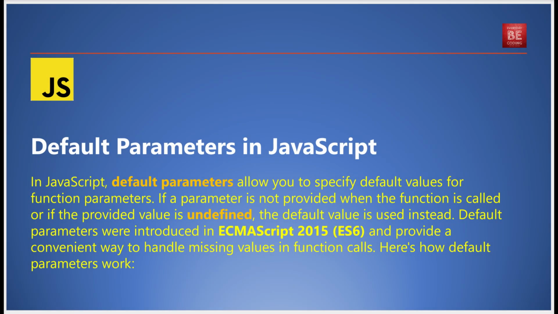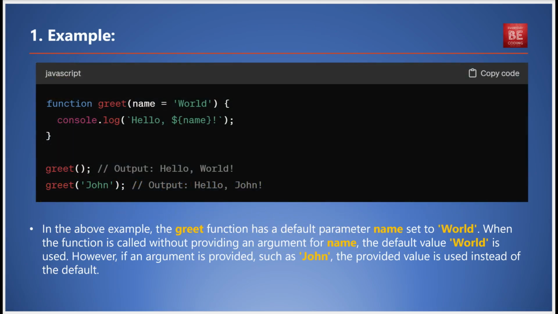Ever wondered how JavaScript allows you to specify default values for function parameters? Well, it's all thanks to default parameters. This feature, introduced in ECMAScript 2015, or ES6 for short, provides a convenient way to handle values that are missing in function calls. To illustrate, consider this JavaScript function.